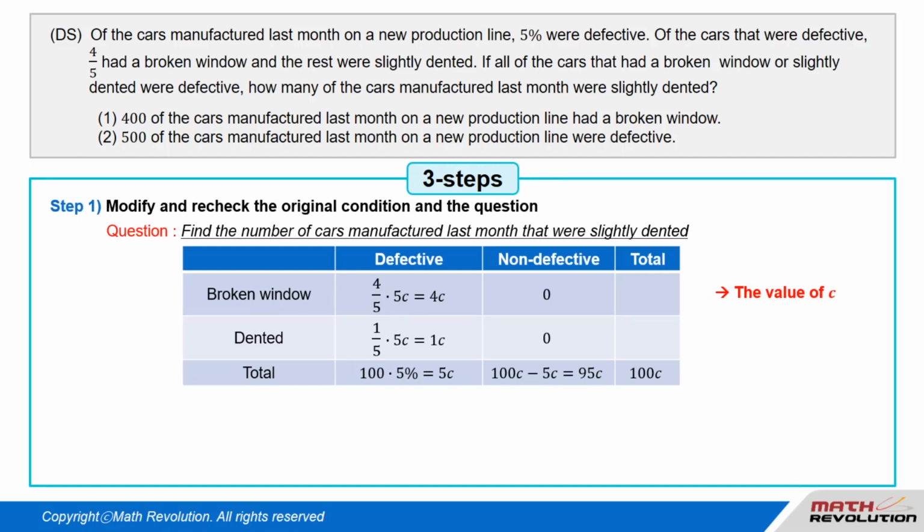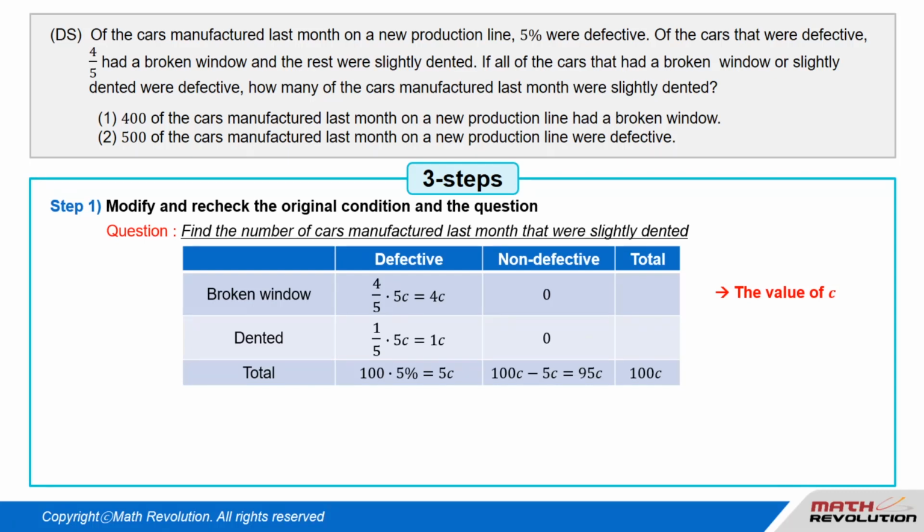Since this question is a percentage question, we will use 100C for the total, in other words, 100%, using the IV approach. Broken windows that are defective: 4/5 times 5 times C equals 4C. Broken windows that are non-defective: 0. Dented that are defective: 1/5 times 5C equals 1C. Dented that are non-defective: 0.